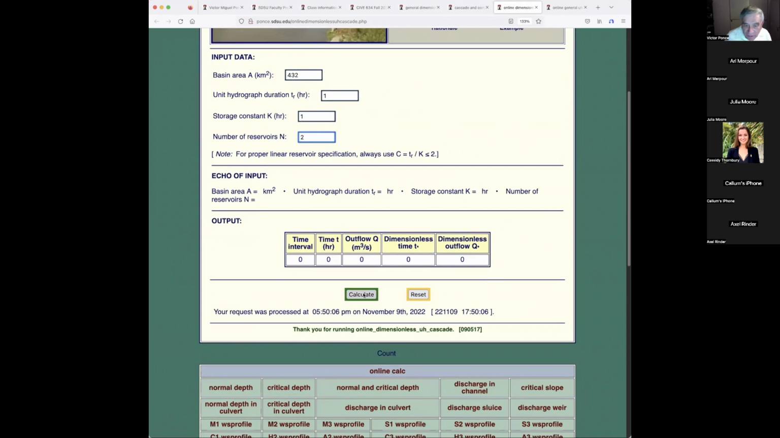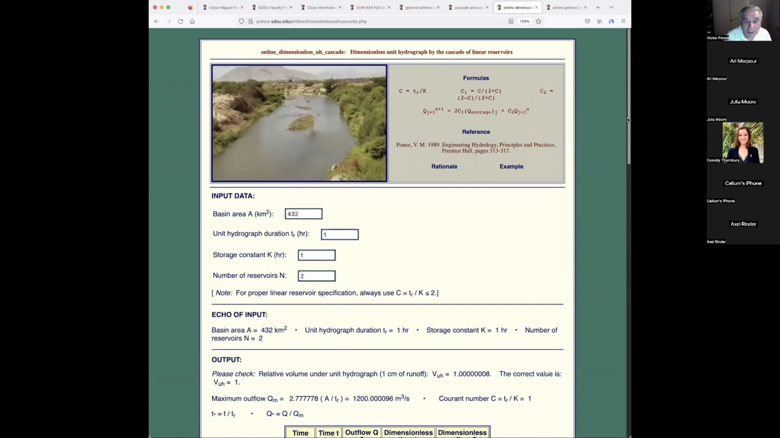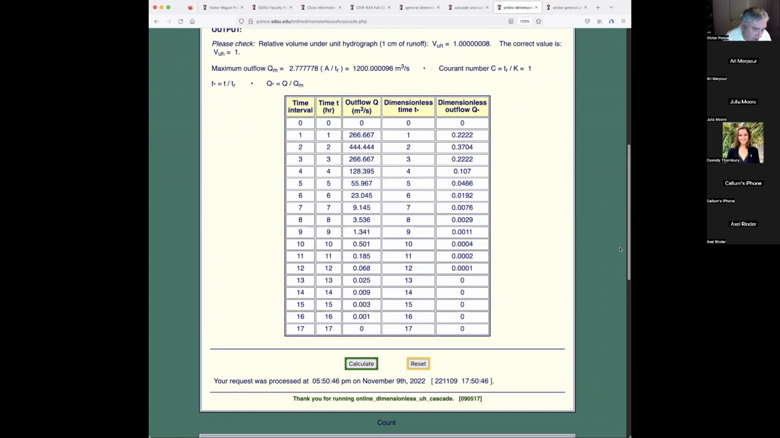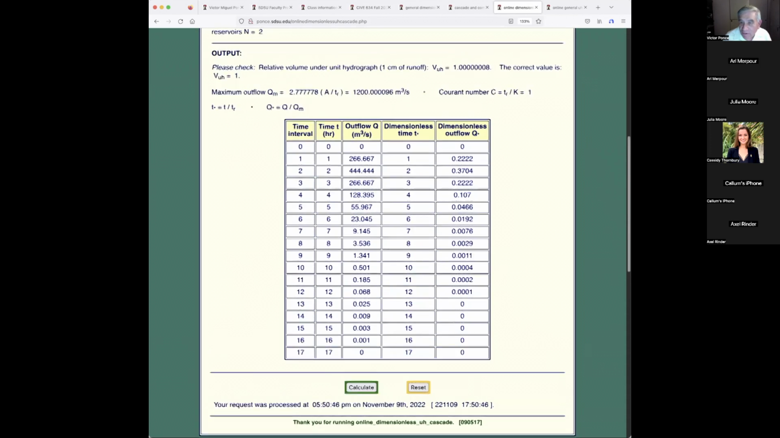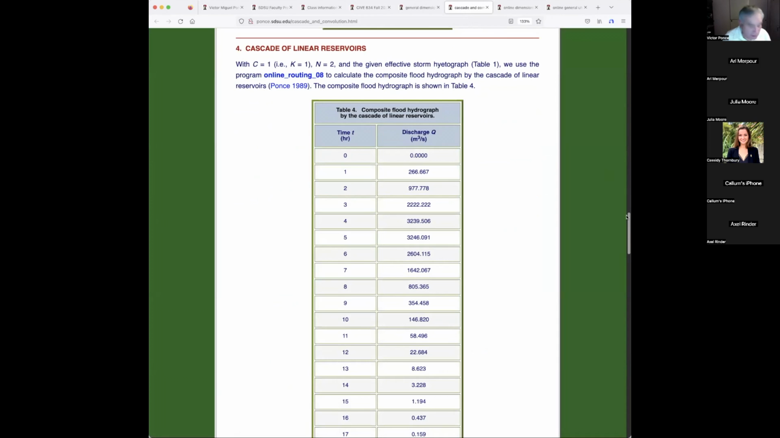Right. So now we're going to run it. And we're going to get this number in here. Correct. It is correct. So this is the unit hydrograph by the cascade of linear reservoirs, given the parameters, storage, these parameters over here for the 432. So this is the unit hydrograph of this particular basin of 432 square kilometers. This is the unit hydrograph, and this is the dimensionless outflow. So the unit hydrograph is 266,444. If we come back in here, 266,444. So that's right, it's correct. Okay. Then we have the cascade of linear reservoirs.